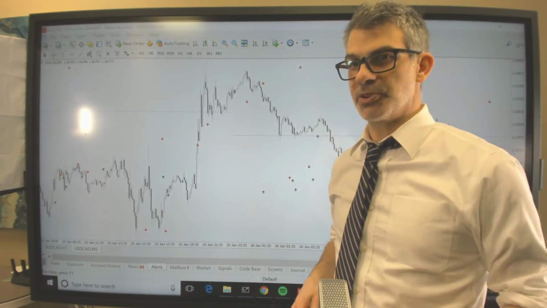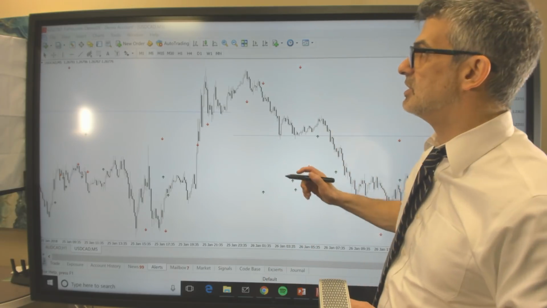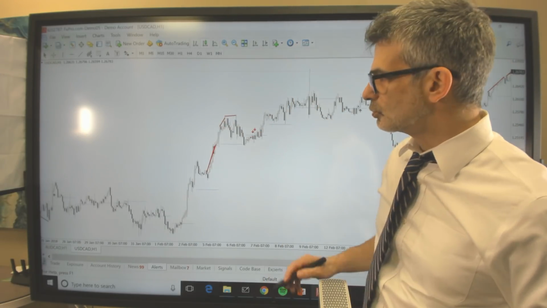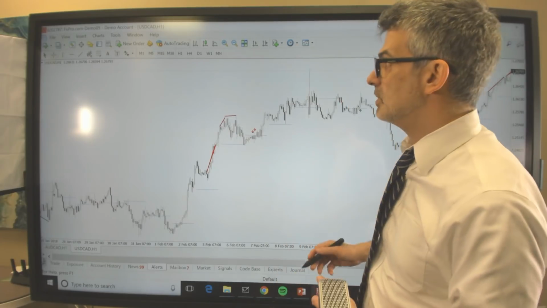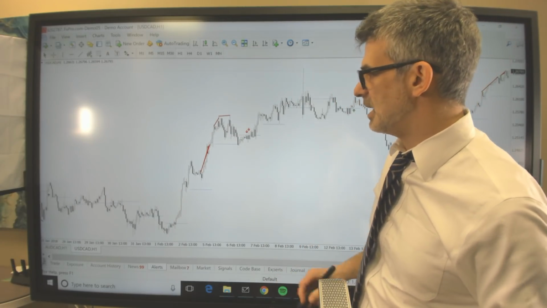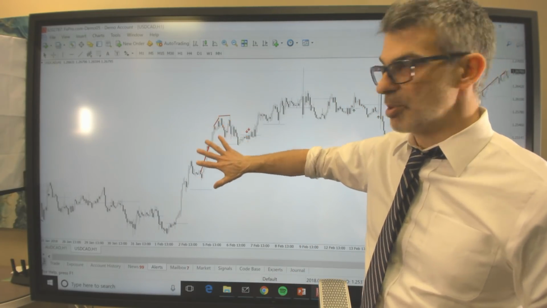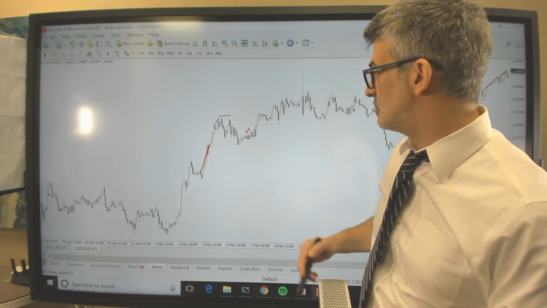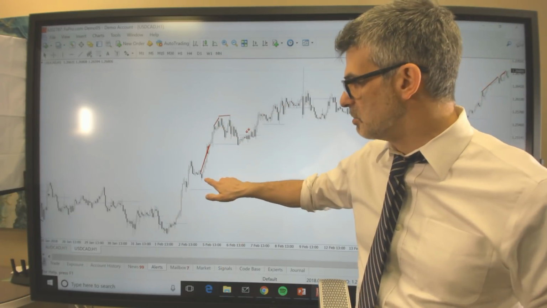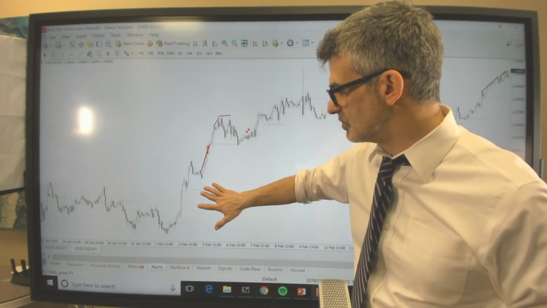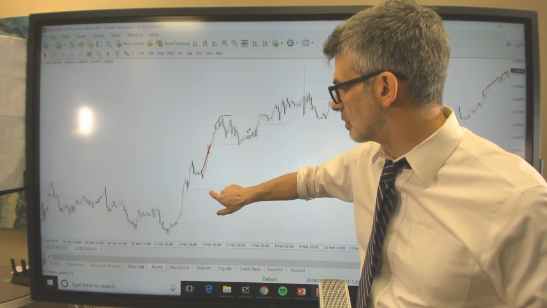Now I'm going to go one step further, Nate, and take this concept even farther. So this is now a 1 hour chart. This is the 1 hour chart of the US dollar, Canadian dollar. So we've been moving up and up and up. And you can see that every once in a while it's going to miss a pivot point. Now it's hard to see on the screen because these pivot points are really thin.